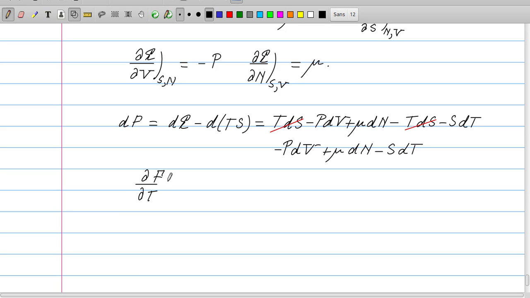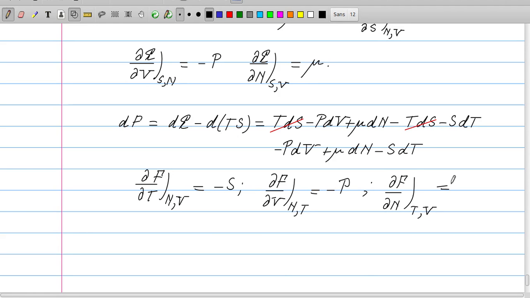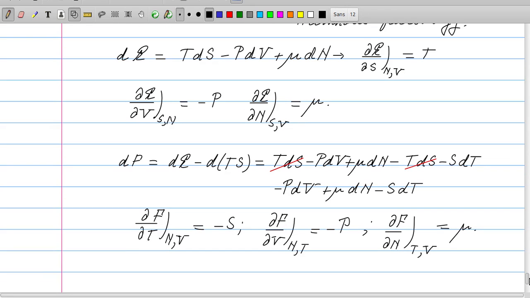And so we have that dF/dT at constant N and V gives me minus the entropy. We find that dF/dV at constant N and T gives me minus the pressure, and dF/dN at constant T and V gives me the chemical potential. So we see that the structure is very similar to what we had seen for the energy. If I put it like this, it's nice and clear.